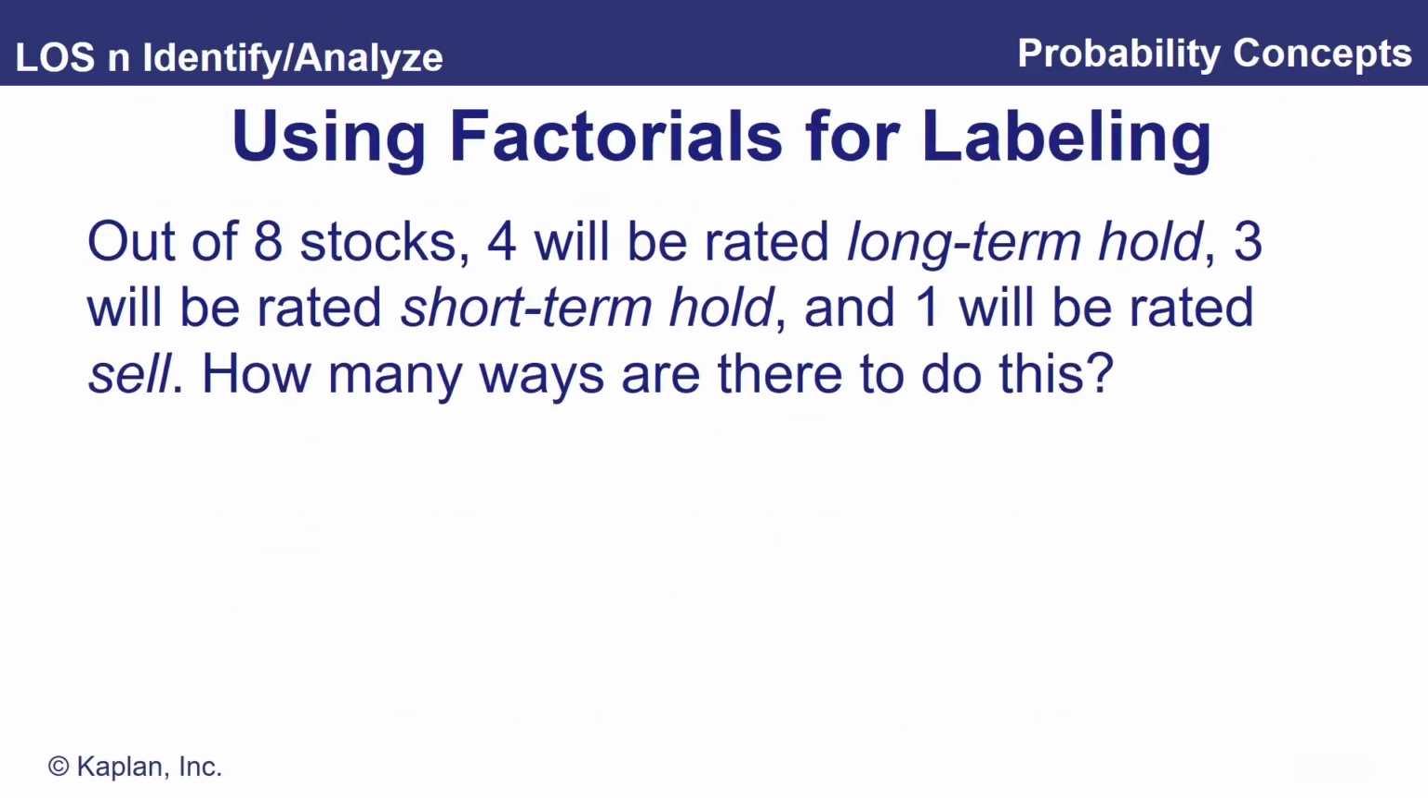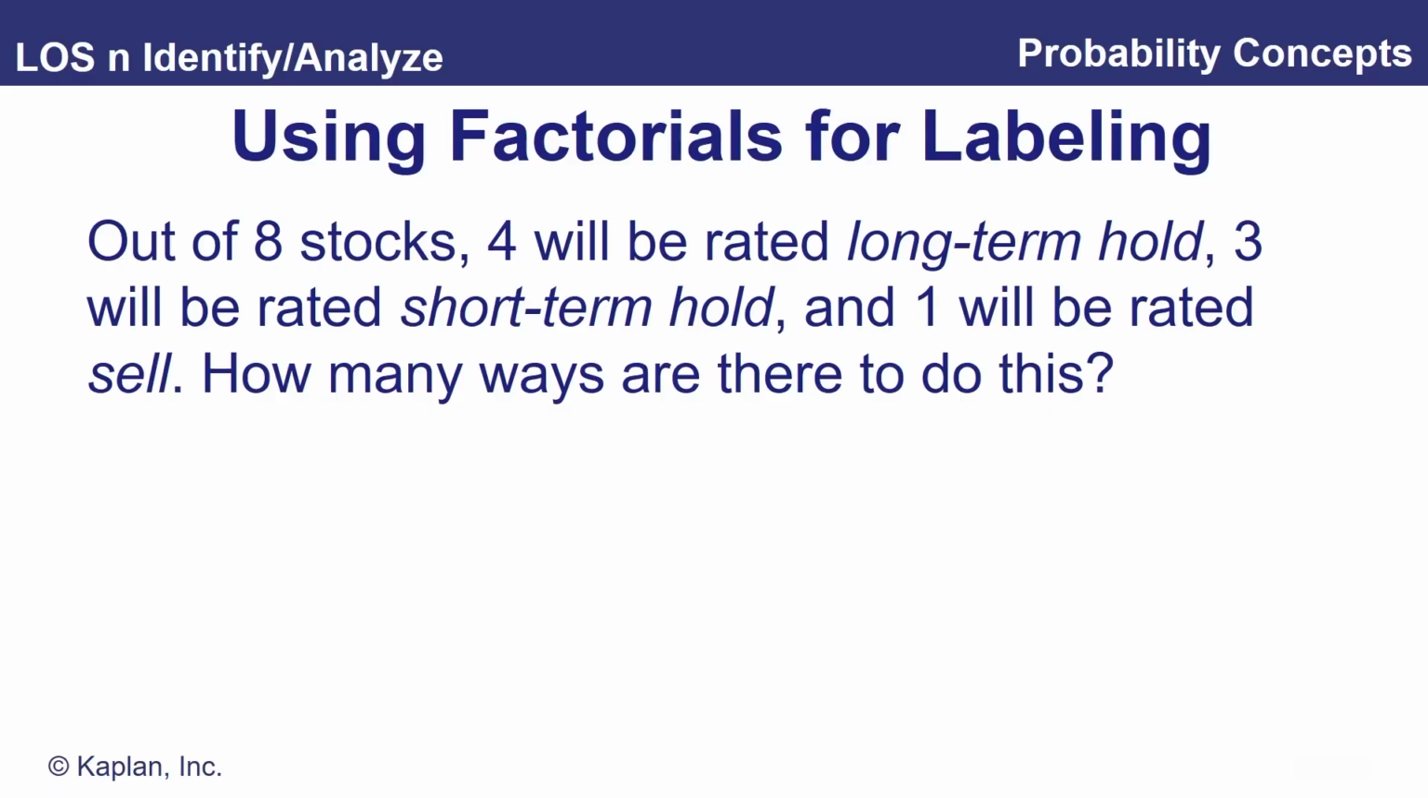Right, we turn our attention now to counting rules. Our LOS says identify the most appropriate method to solve a counting problem and analyze problems using factorial, combination and permutation concepts. So the first thing we're doing is looking at labeling here. And it says out of 8 stocks, 4 will be rated long-term hold, 3 will be rated short-term hold, and 1 will be rated as a sell. How many ways are there to do this? In other words, how many different ways can we allocate those 3 labels?